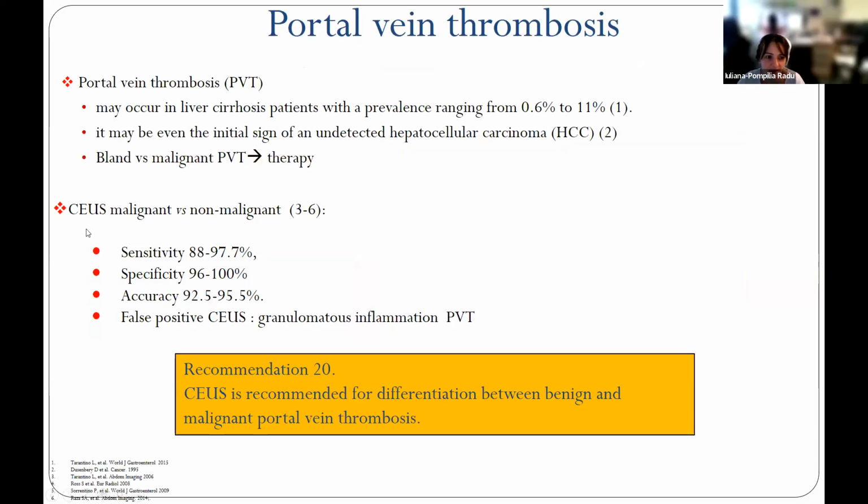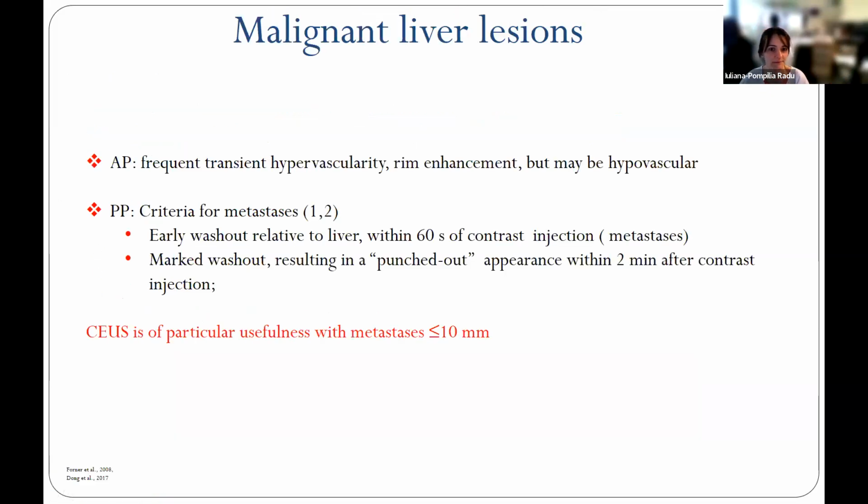What we know is that contrast enhancement ultrasound has a sensitivity, depending also on the operator, between 88 and 97.7% and a very high specificity. Of course, we can also have false positive behavior towards malignant thrombus when we have a granulomatous infiltration of the portal vein thrombosis. However, contrast enhancement ultrasound is recommended to make the differentiation between benign and malignant portal vein thrombosis.